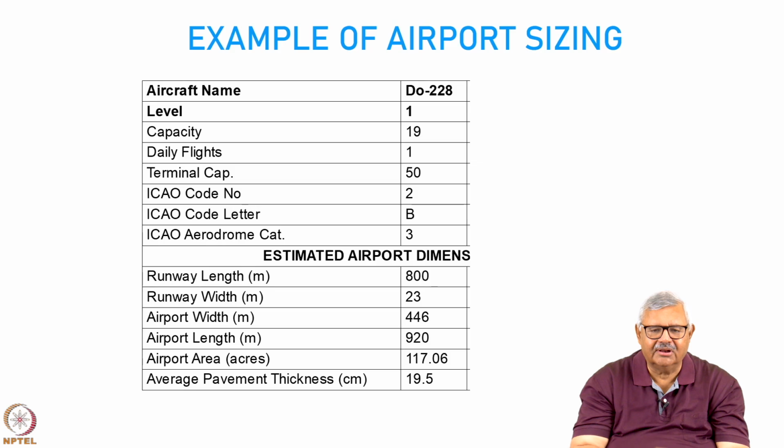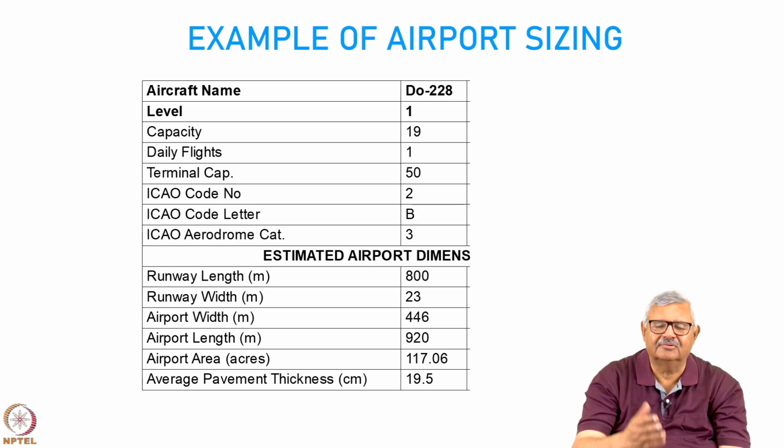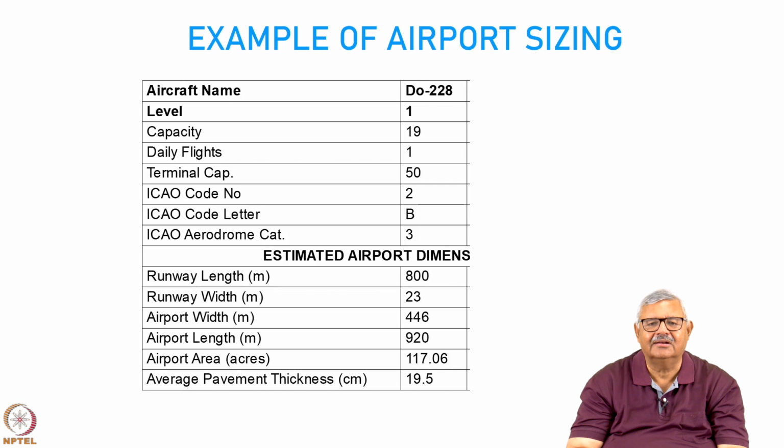Now for this particular aircraft you require a runway of 800 meters, width will be 23 meters, width of the airport will be 446. So half a kilometer is the width and 1 kilometer is the length of the airport. So the area in acres and average thickness of the pavement for a flexible pavement you can calculate based on the standard procedures is about 19.5 centimeters.